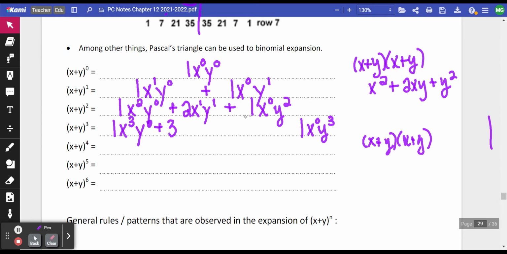And over here, I'm going to get the other term. 2 plus 1 equals 3. So we have another term with a coefficient of 3. And that should make sense because look, 1, 3, 3, 1.